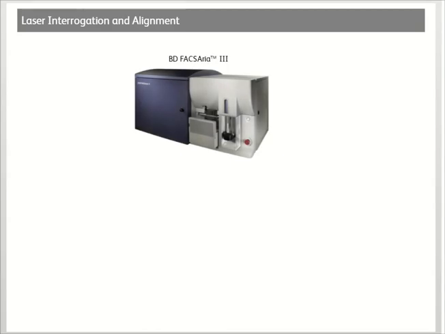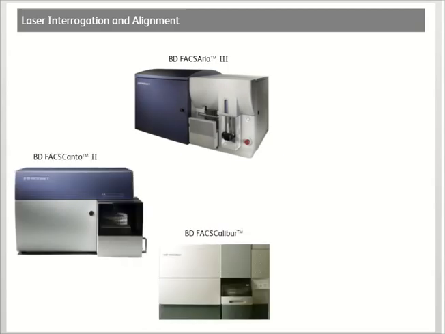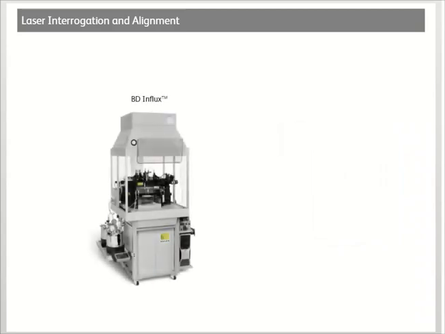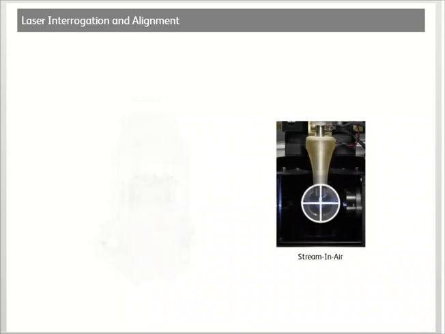In cytometers such as the BD FACSAria, the BD FACSCanto, and the BD FACSCalibur, the lasers are held in fixed positions and interrogation occurs in the cuvette flow cell. The BD Influx Cell Sorter features stream and air interrogation that must be aligned daily to obtain optimized signals.